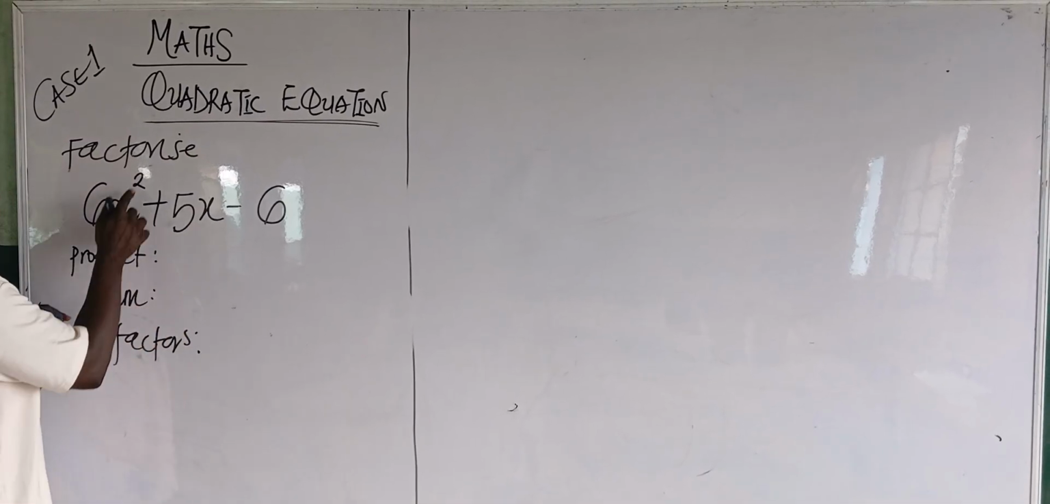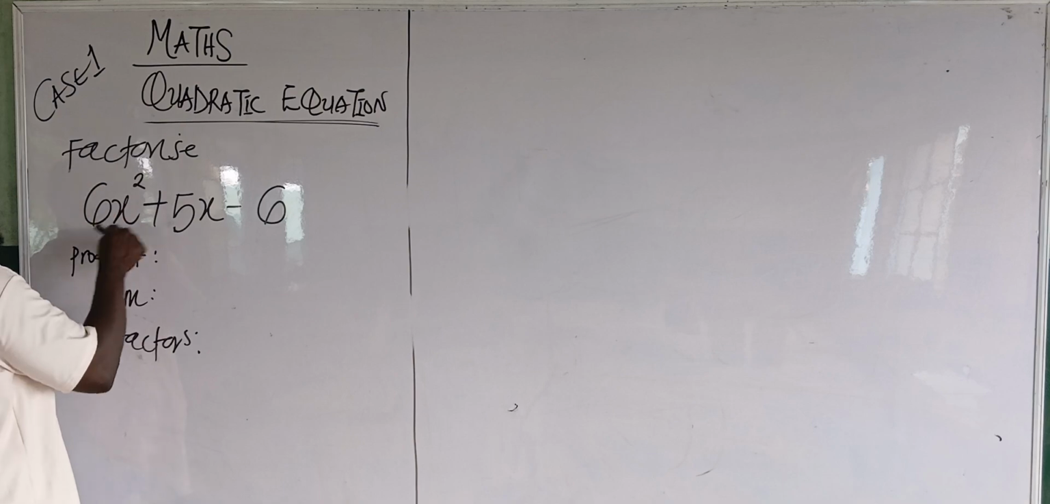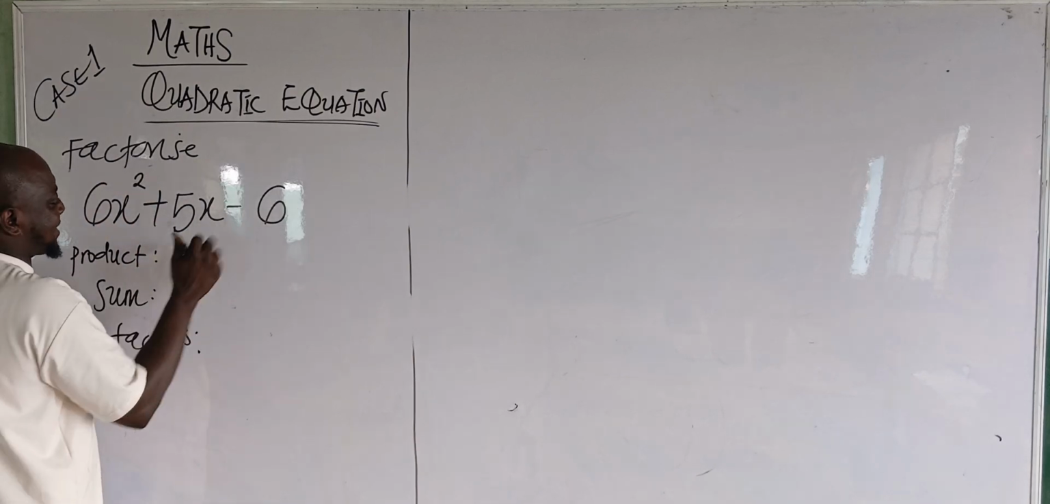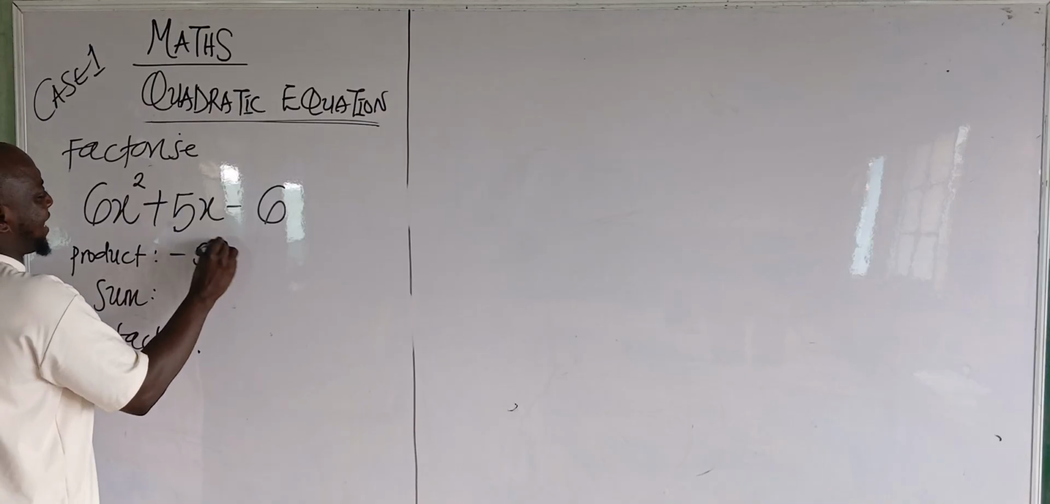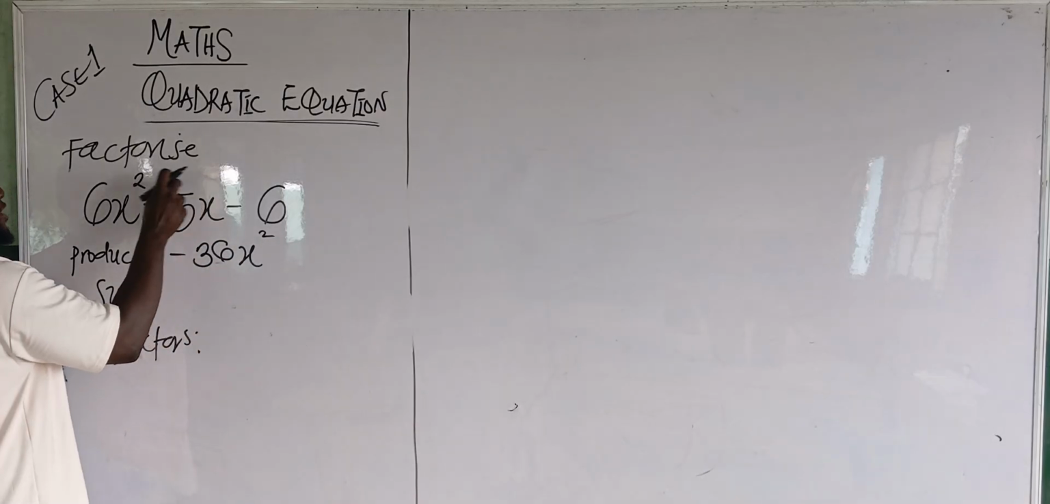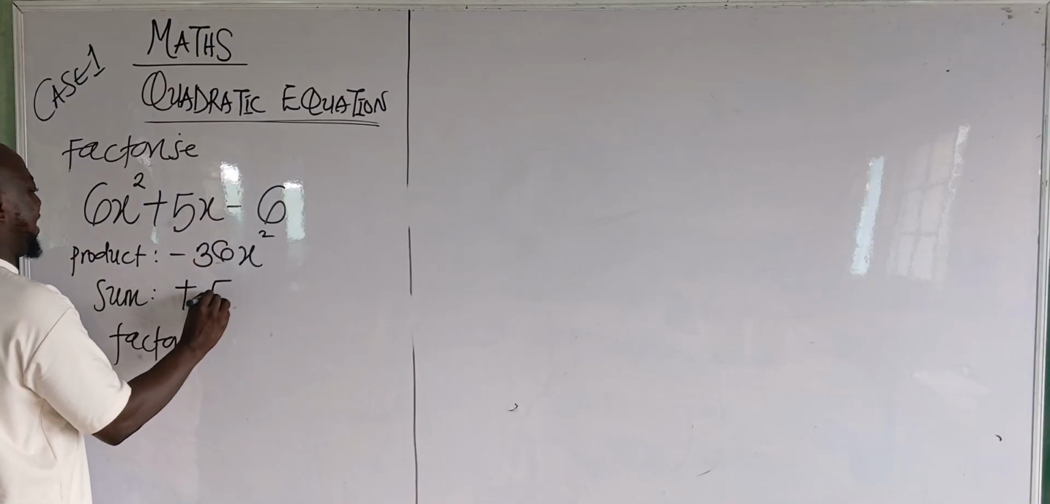So what is my product? My product is when you multiply the first values of the power of x here, the coefficient of x squared, by the last thing here. That will give us minus 36x squared. That's the value we are having here. Next up, the sum is the middle value here, which is plus 5.